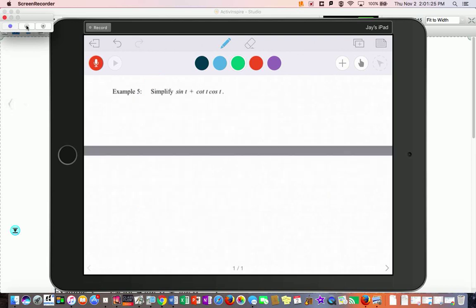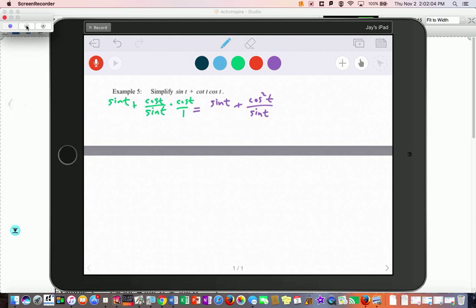Okay, so this last example, it just says simplify. We're not doing any factoring here. So we're going to try to put these two terms together. And right now, I have 3 different trig functions. So I'm going to write this as sine of t plus cosine of t over the sine of t, that's my cotangent, times cosine of t over 1. So right away I have sine of t plus cosine squared of t all over the sine of t.